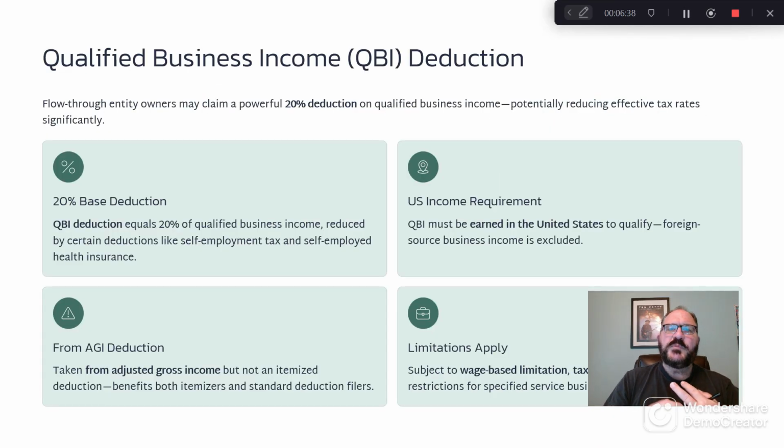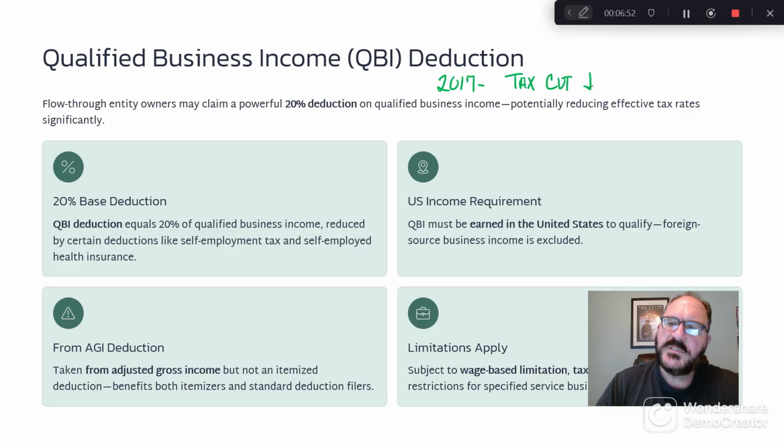All right, qualified business income. This is something new, came out in 2017. It was part of the Tax Cuts and Jobs Act, the TCJA, President Trump. All right, QBI deduction. You get a base deduction of 20%. So 20% of qualified business income you get to deduct, less some self-employment tax.